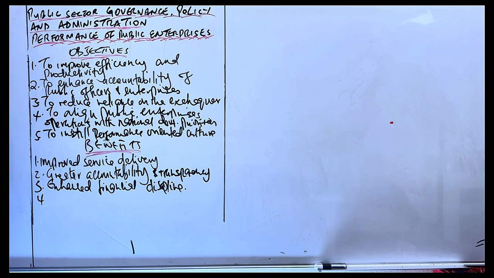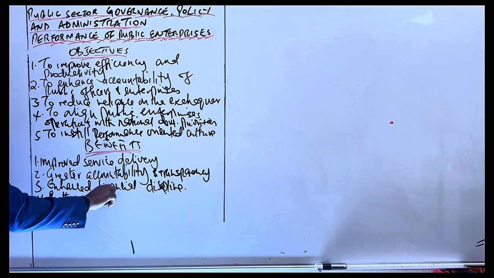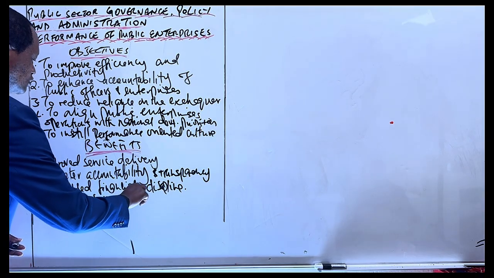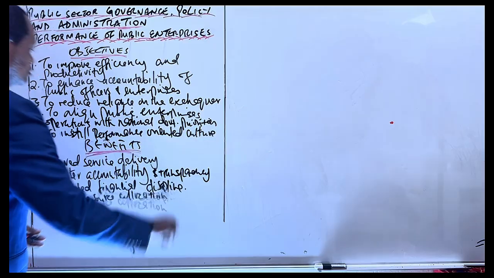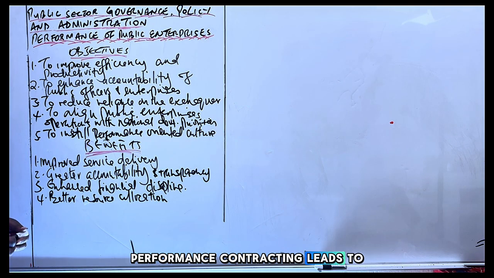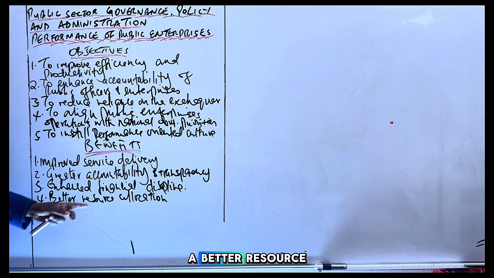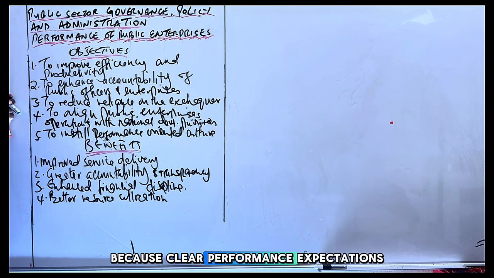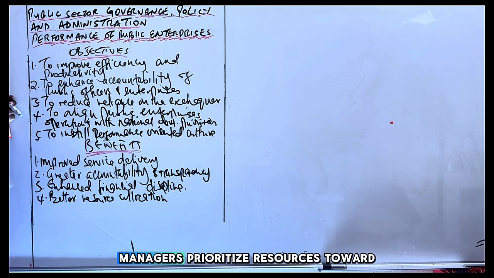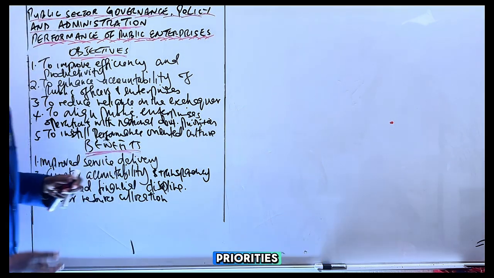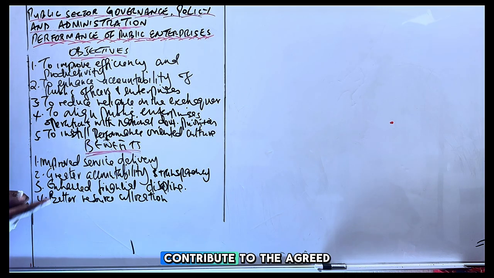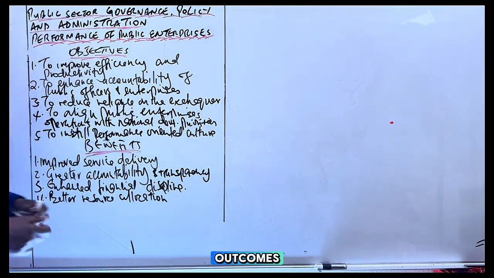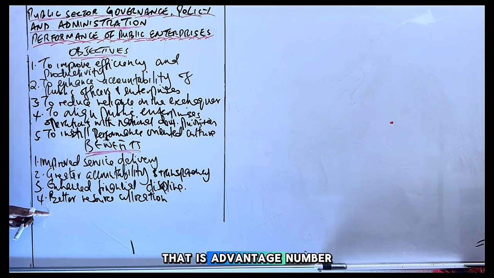Number 4, better resource allocation. Performance contracting leads to better resource allocation because clear performance expectations help managers prioritize resources toward priorities or activities that directly contribute to the agreed outcomes. That is advantage number 4.